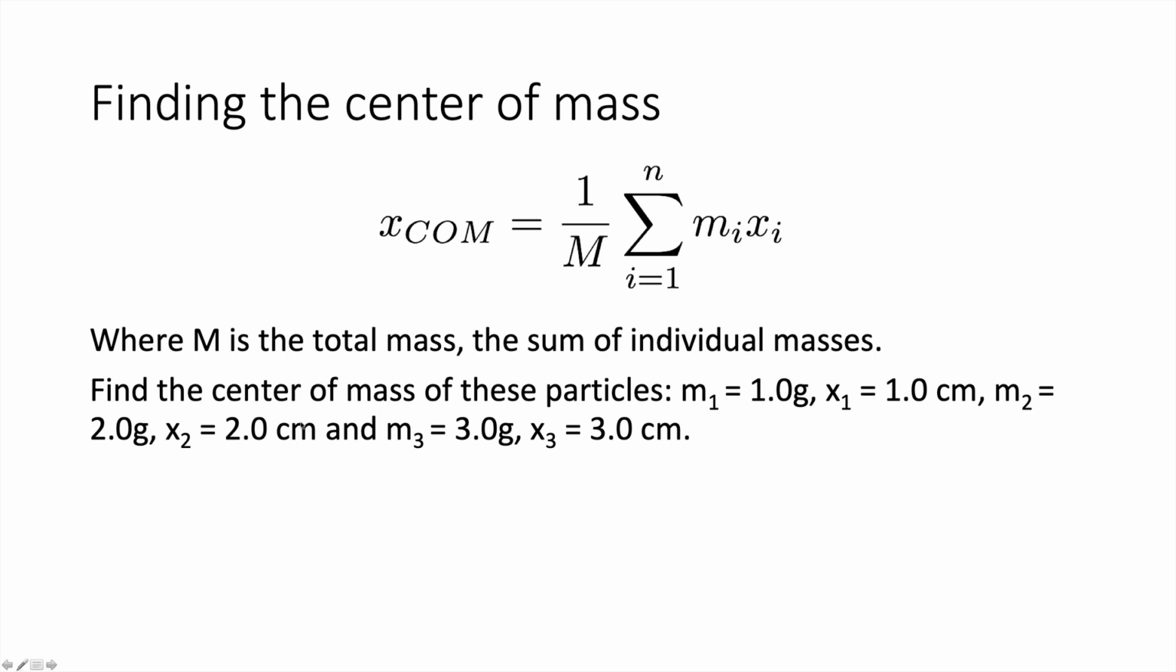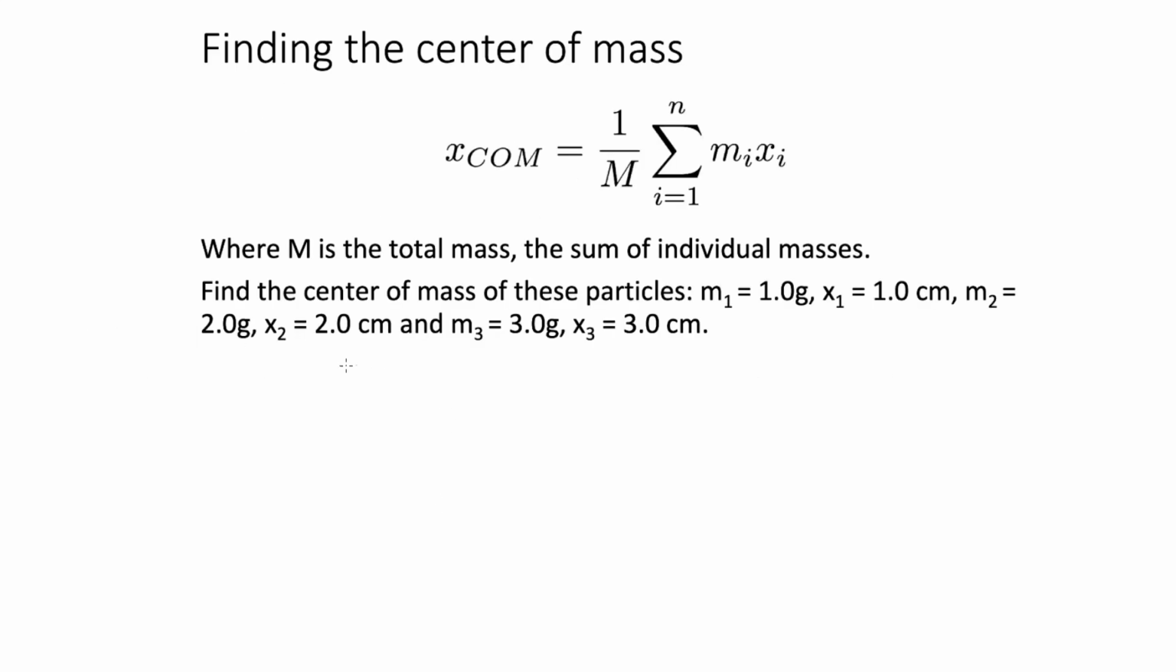So let's have a go at this sample problem. In this problem we've got 3 particles. We've got distance x1, and it's got mass m1, which is equal to 1 gram, and this is 1 centimeter. Now we've got m2 at x2, which is 2 grams at 2 centimeters. And then we've got 3 grams at 3 centimeters.